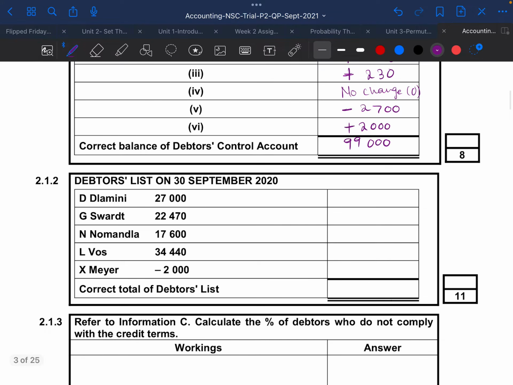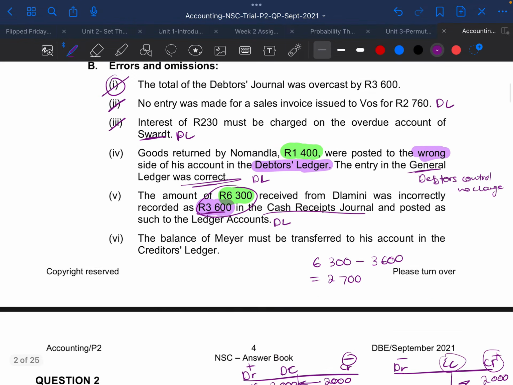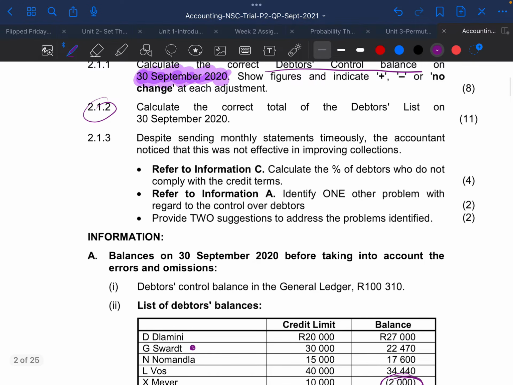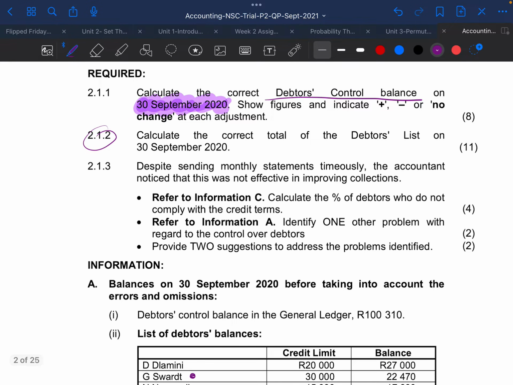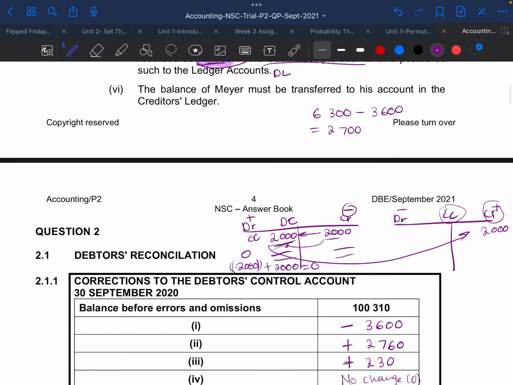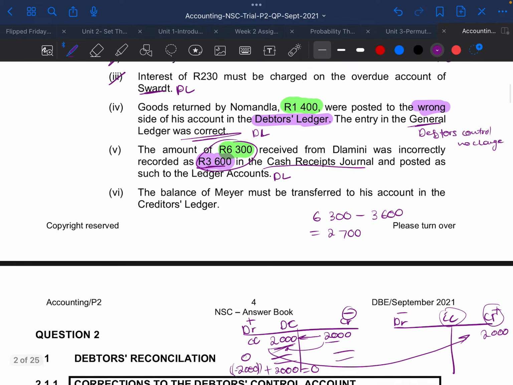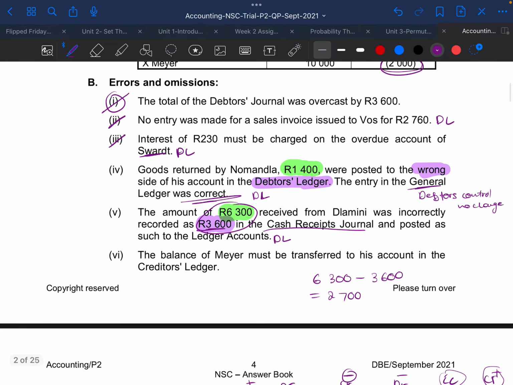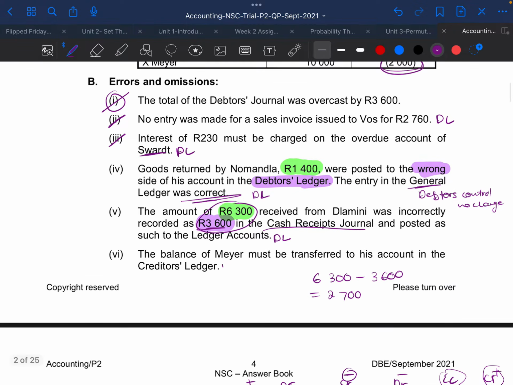All right, so 2.1.2, we are doing our debtors list on the 30th of September 2020. Let's see what the question says. The question says: calculate the correct total of the debtors list on the 30th of September 2020. Pretty much the same as the answer book. Everything that we marked DL, that's where we are looking. Pretty much everything, because it's only the first one that doesn't have DL.